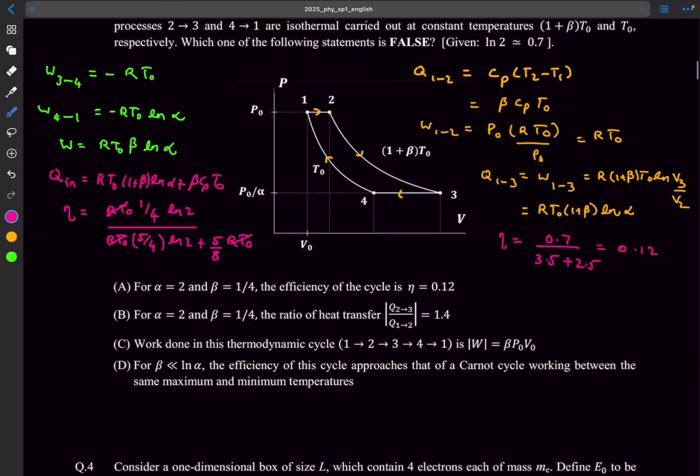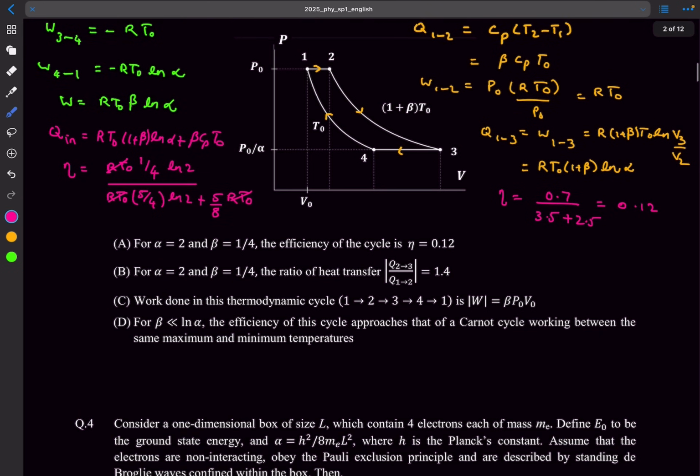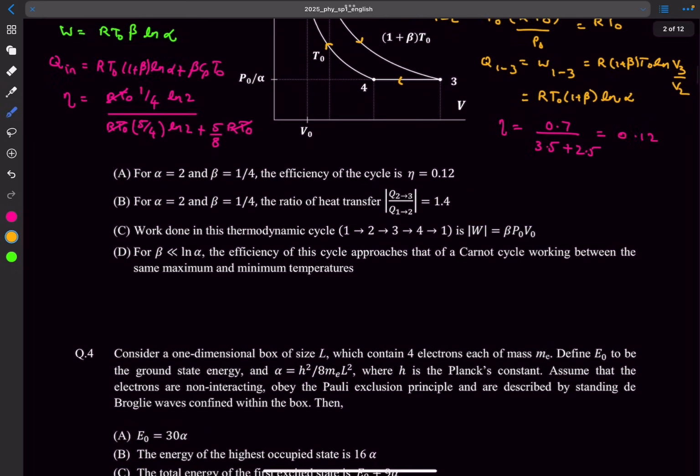And now the second question, they wanted the ratio of the heat transfer in the process 2-3 to the process 1-2. So that is basically this thing divided by this thing, right? So this ratio is going to be 1 plus beta ln 2 divided by Cp times beta. 1 plus beta is going to be 5 by 4, ln 2 is 0.7, divided by Cp, which is 5 by 2, multiplied by beta, which is 1 by 4. So we can cancel out a 5 by 4 and we get the answer as 1.4. So even this is correct.